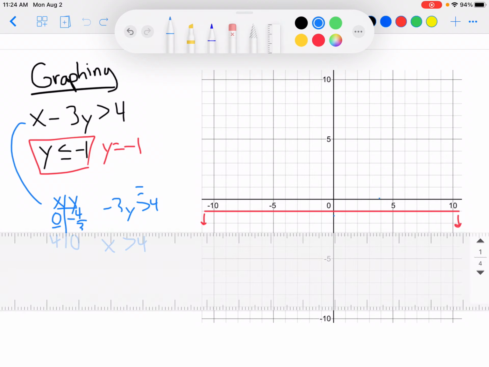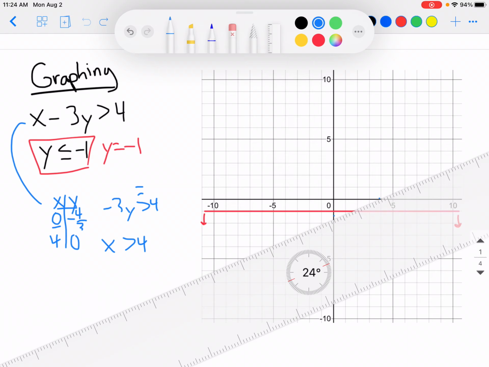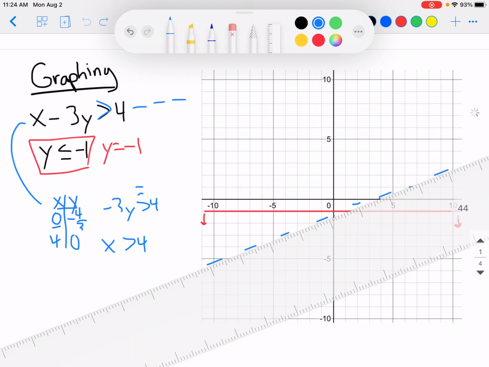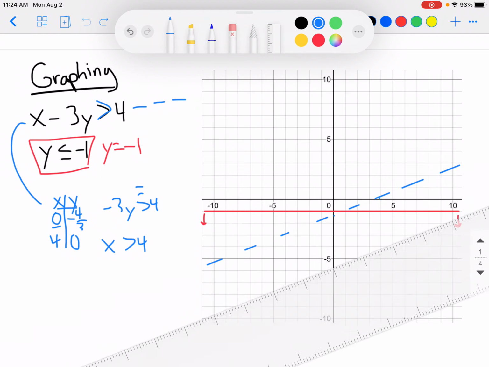Now I'll use a ruler. And the thing that's going to make this tricky is that this is going to be a dashed line because it's just greater than. So I'm going to do a dashed line on my ruler like that. Let's try to clean that up just a little bit. Dash, dash, dash, dash, boom, there it is.